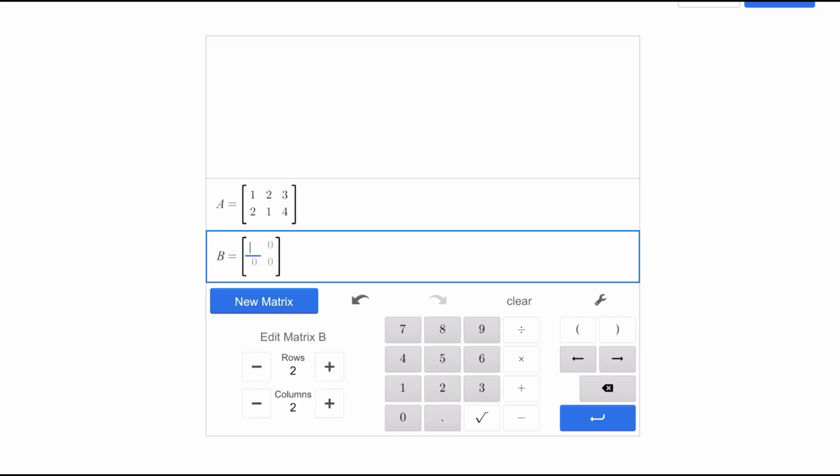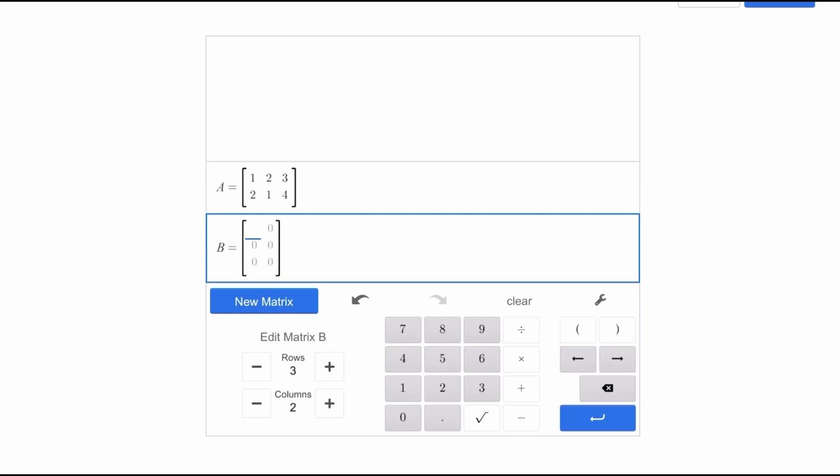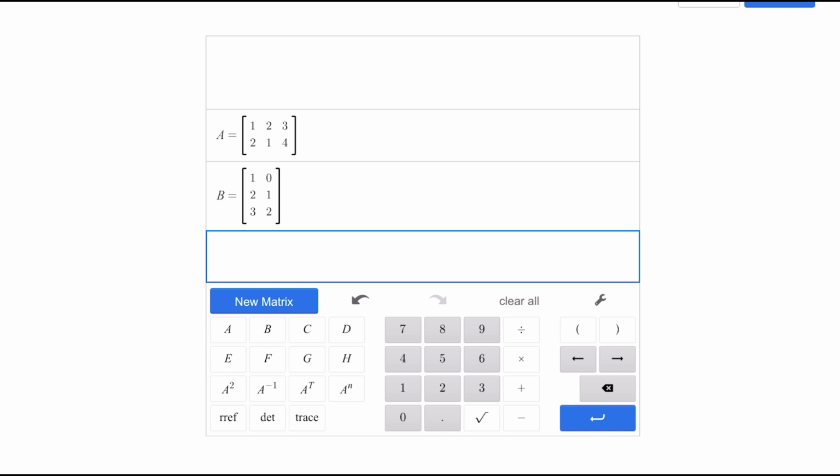A new matrix now. Okay, this one is going to be a 3 by 2, so increase our number of rows by 1. So we've got 1, 0, 2, 1, 3, and 2. Hit enter to lock it in. So let's verify that is 1, 0, 2, 1, 3, 2. Okay, they're entered correctly. Now let's do the multiplication.